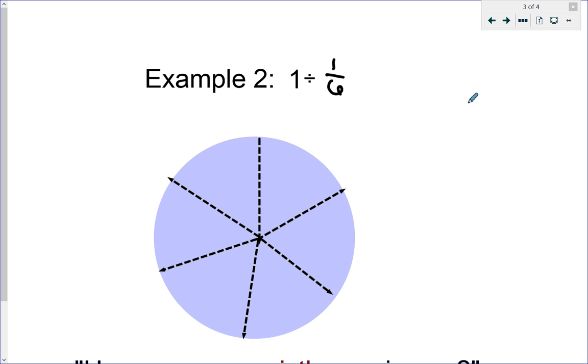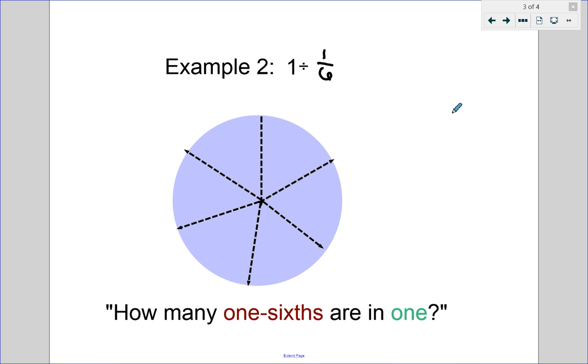Example 2. So it asks how many, I don't think you can see the bottom section here. That didn't come out too well, but okay. There we go. All right, so how many 1/6 are in 1? How many 1/6 are in 1? Because we read it backwards. How many 1/6 are in 1?